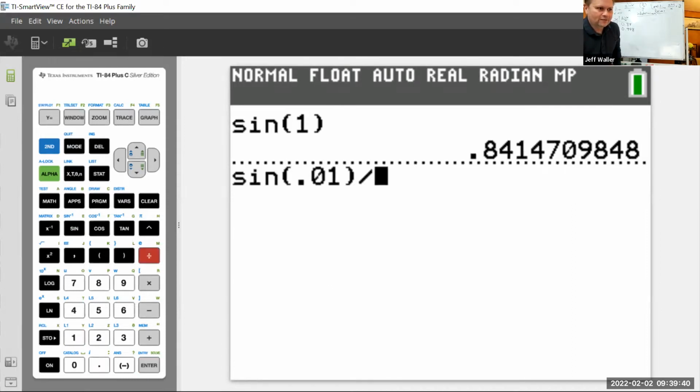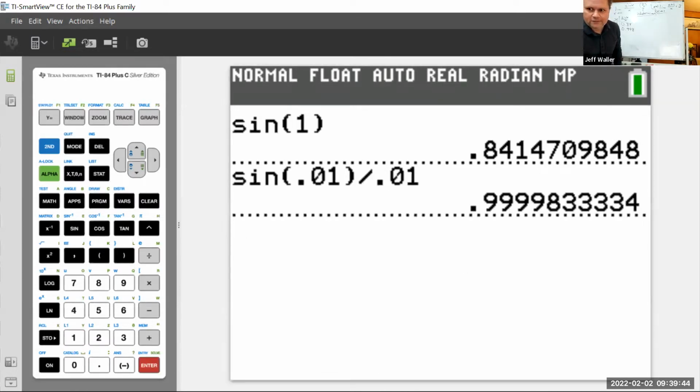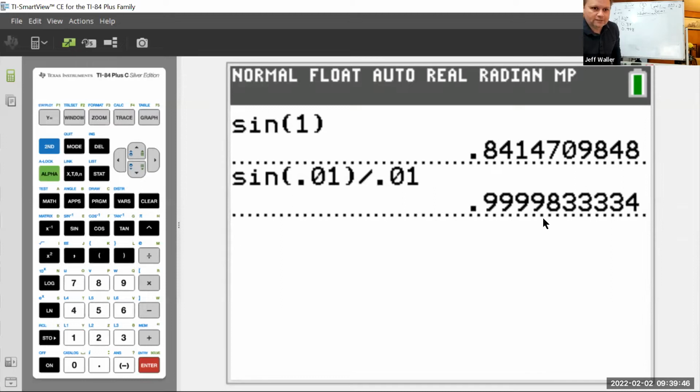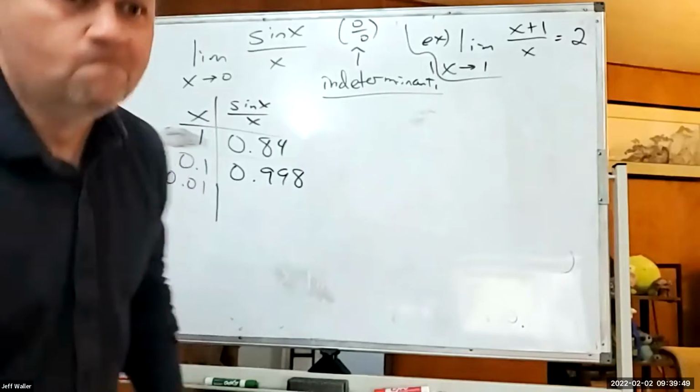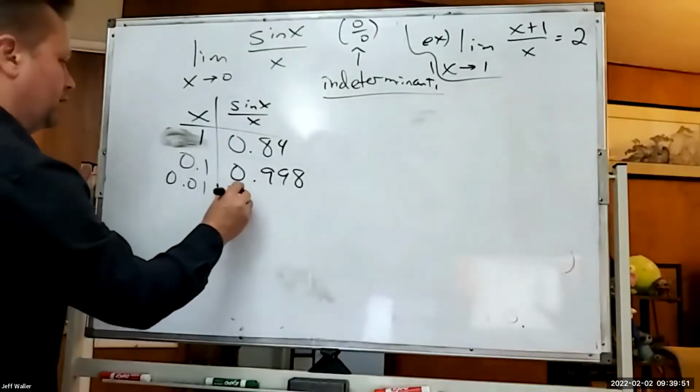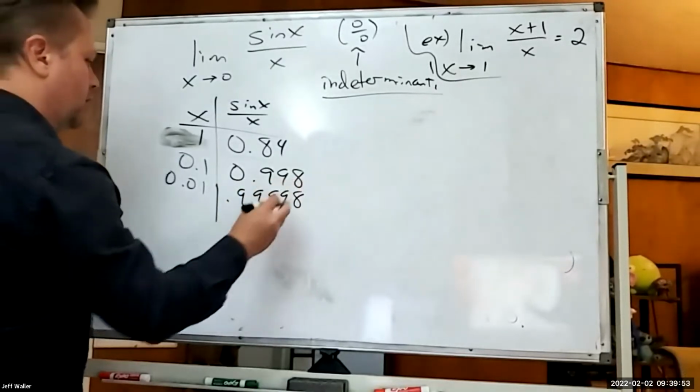It gets really crazy. Wait, am I sharing my screen still, Jeff? Yes, you are. Let me stop sharing so you guys can see 0.999 is crazy. So it pretty quickly shows its cards.